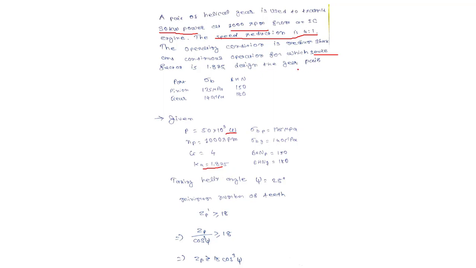Design the gear pair, and for that some values are available. For the pinion, sigma B is 175 and BHN is 150, and for the gear sigma B is 140 and BHN is 180. So these terms are given.